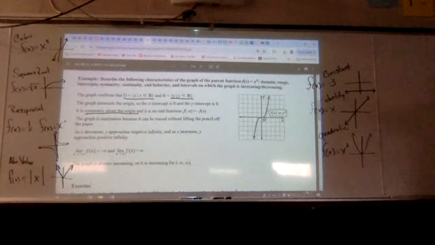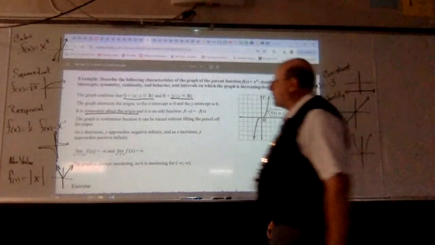Pretty cool, right? Because when you cube a negative number, what do you get out? A negative number. Right? You guys are too smart for me.